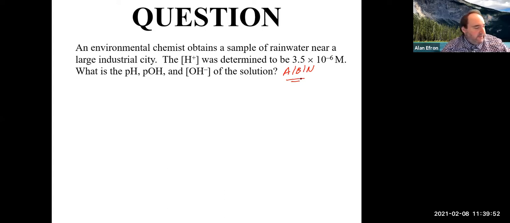A good review of everything we just talked about. There are a variety of ways you could solve this, depending on which path you choose. But since we do have the H plus given to us, one of the things we could do right off is go directly into the pH equation, which is minus the log of H plus. So that would give us minus the log of 3.5 times 10 to the minus 6, and that looks like 5.46 as our pH value.